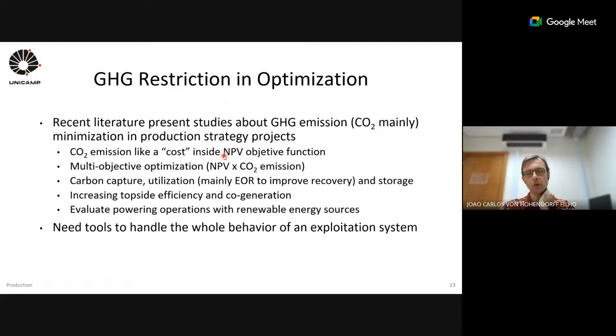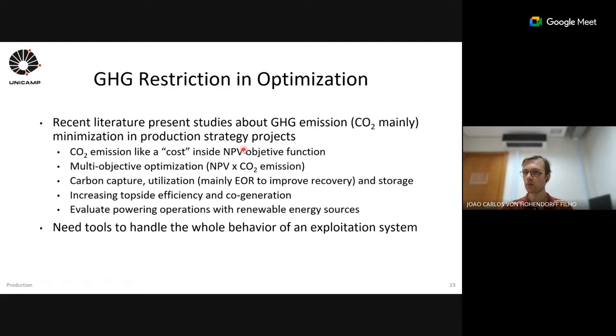changing production strategy parameters, for example, number of wells, representation, platform capacity, including the CO2 emission, the rate of CO2 emission, like a cost. Outside Brazil, because in Brazil we don't have government regulation about it, but for example in Norway and other countries in Europe, you have some costs for CO2 emission, and you need to include it in your net present value calculations to have the numbers.